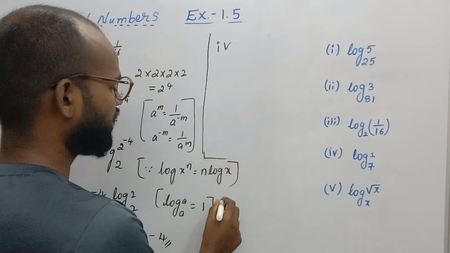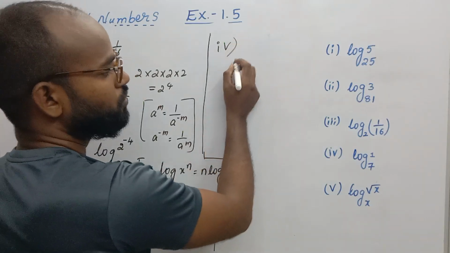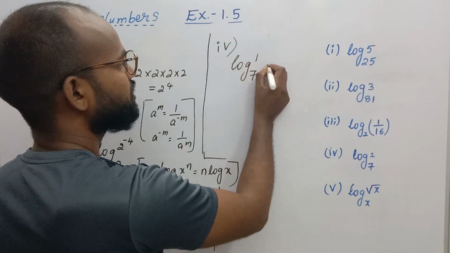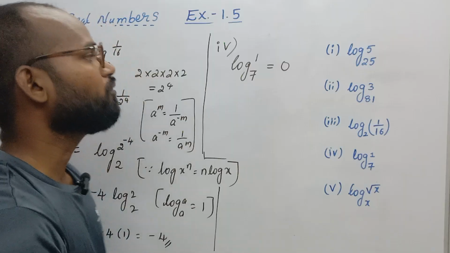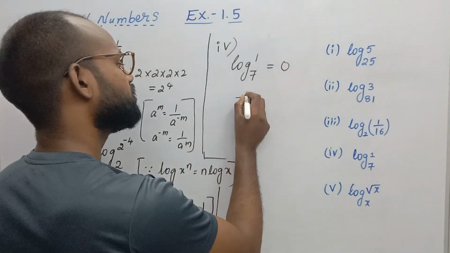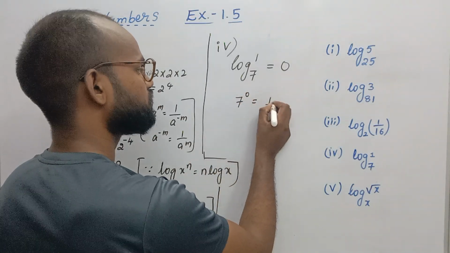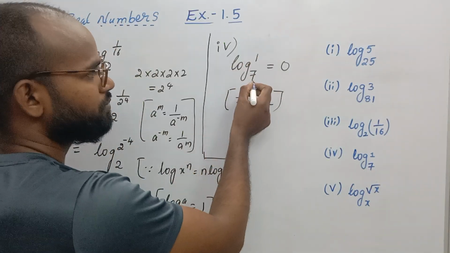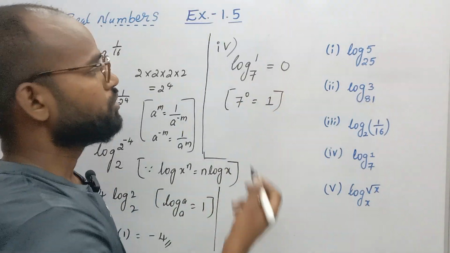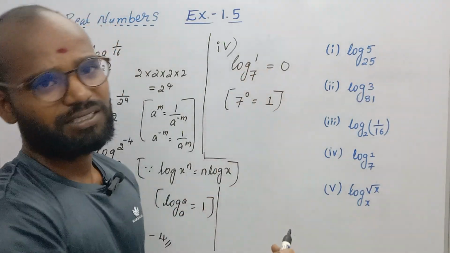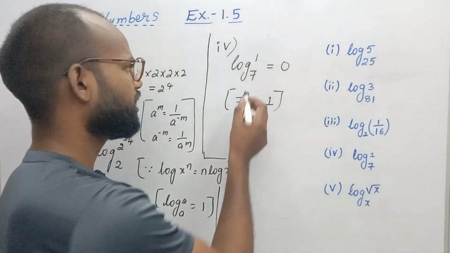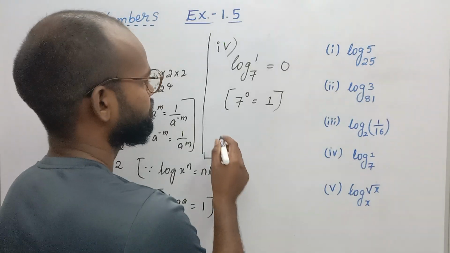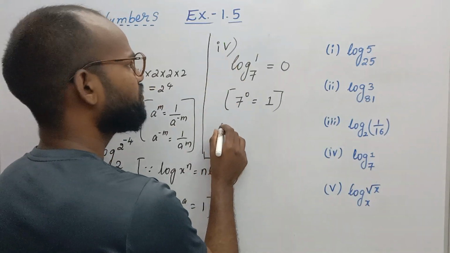The fourth question is log 1 base 7 equals 0. How is it 0? Because 7 power 0 is 1. So log 1 base 7 equals 0. So log 1 to any base is equal to 0. Any base: you can take 8, 9, 10, 11, 12, it is 0. Okay? So that is your answer. Next, the fifth one.